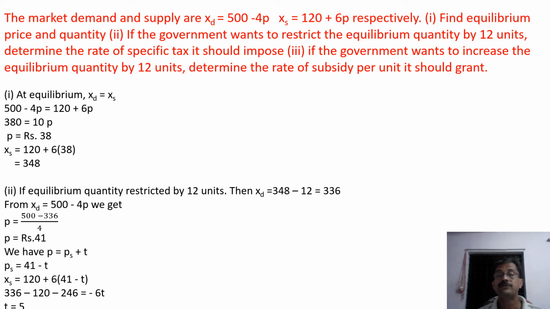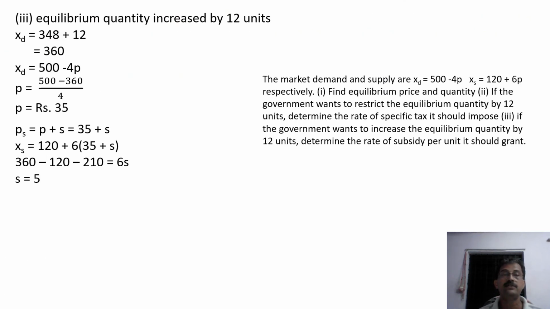Then if the government wants to increase the equilibrium quantity by 12, here it was restricted by 12, but here increased by 12. So when quantity is 348 plus 12 it becomes 360. So when xd is equal to 360, we get p equal to rupees 35. So if the subsidy is S, then xs is equal to 120 plus 6 into 35 plus S. So the subsidy S is rupees 5.